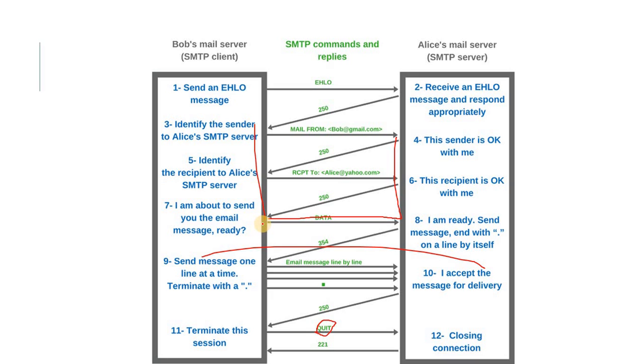Then the client mail server starts sending the data with the DATA command. The server mail server sends an acknowledgement, and after getting that acknowledgement, the client mail server starts sending the whole email message. Alice mail server waits for the full stop, and when the full stop is received, it acknowledges that it has successfully received the whole message. After this acknowledgement, the client initiates closing the connection with the QUIT command, and in return the mail server sends an acknowledgement. So this is the communication that happens in the SMTP protocol.